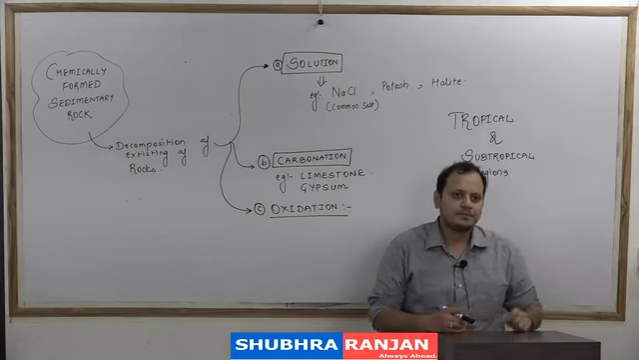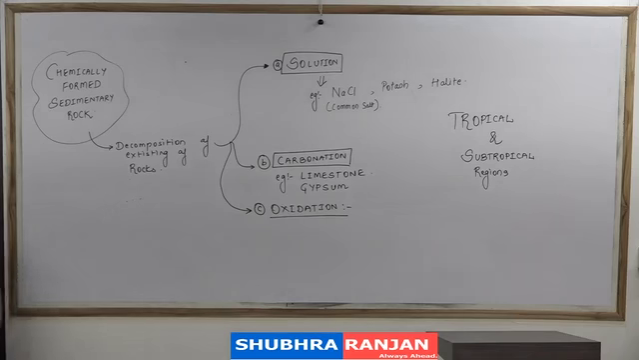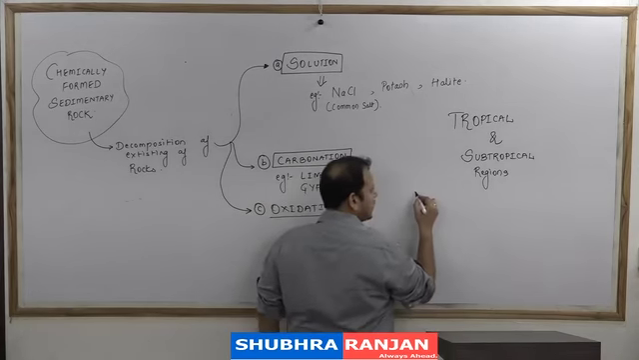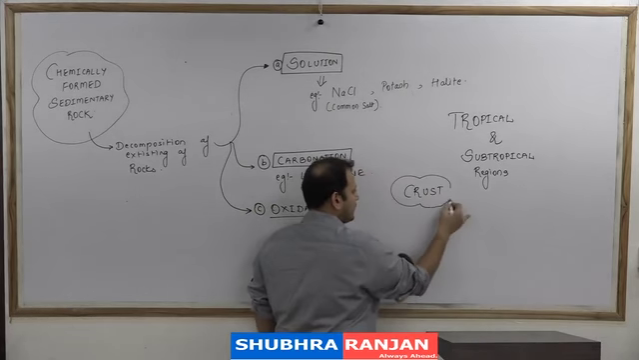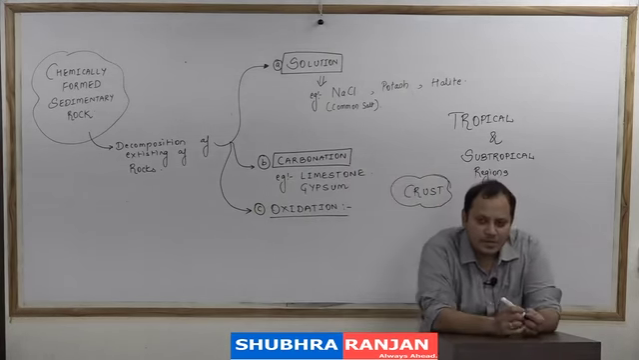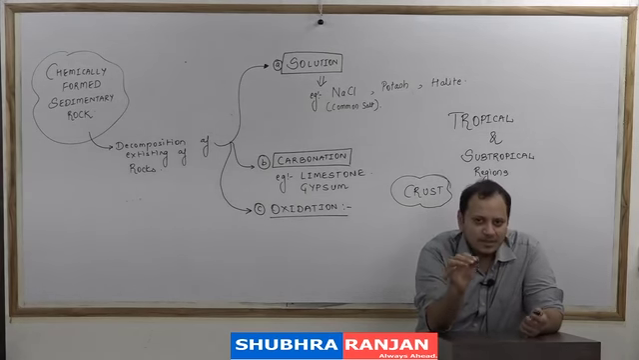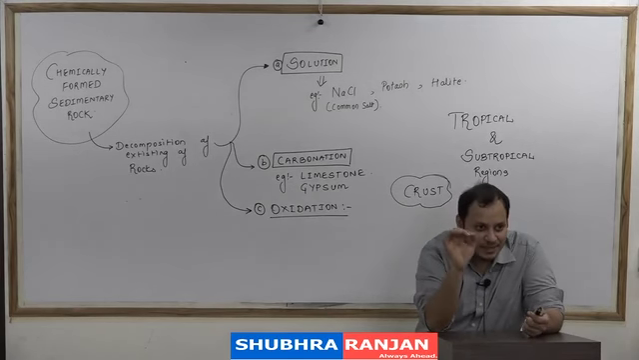Therefore, the rocks develop a reddish brown covering or crust. Crust does not necessarily mean only the earth's crust. Rocks develop a reddish brown covering or crust. Example, a common type of process in India.